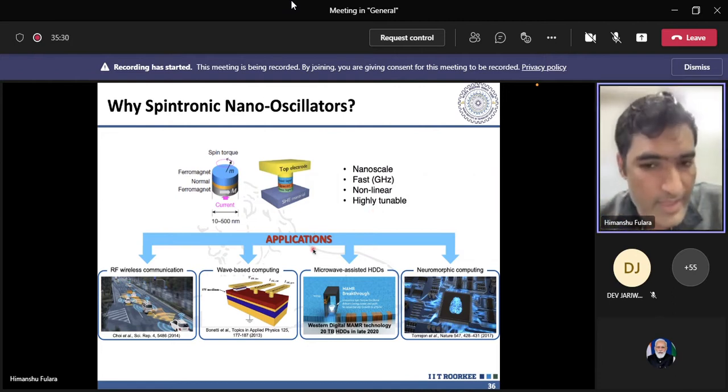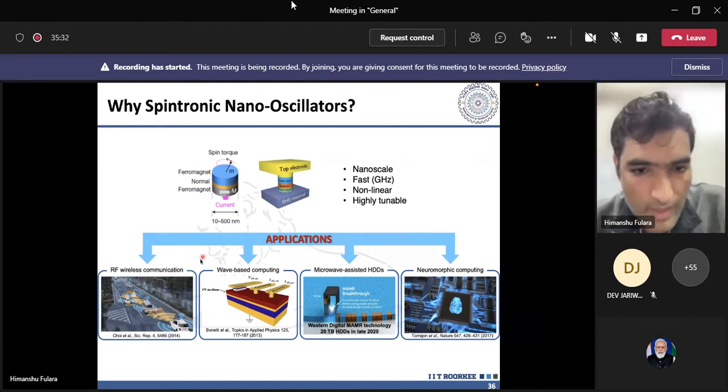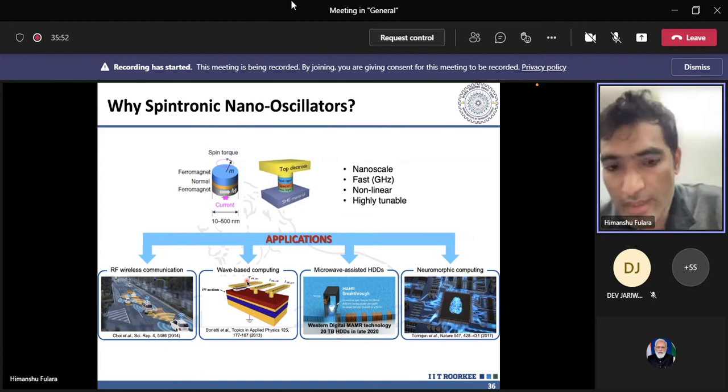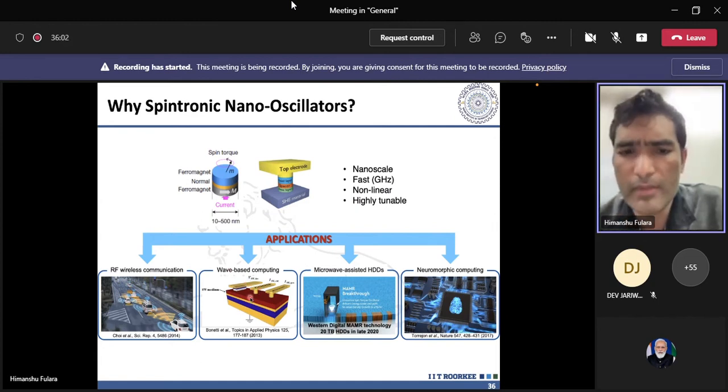So there are many applications, but I am here focusing mainly on these 4 applications because we have studied these oscillators particularly for these applications. So one of the applications is RF wireless communication. Another is this wave-based computing. So this is basically a proposition still. And there are some structures going on. So the proposition is basically to replace the existing CMOS technology by this spin wave based computing. That will be much more energy efficient than the existing CMOS technology.